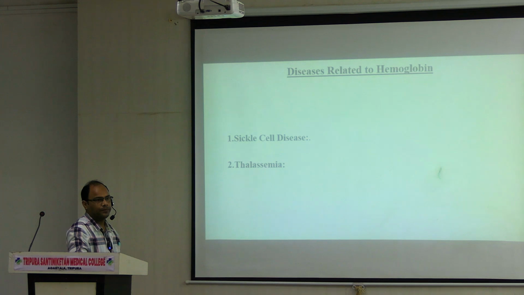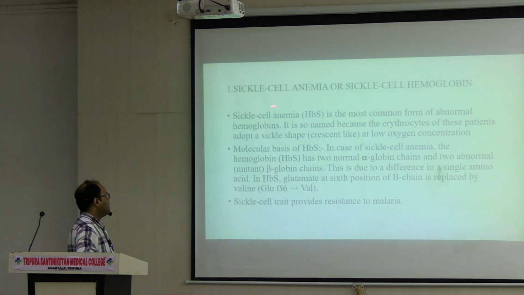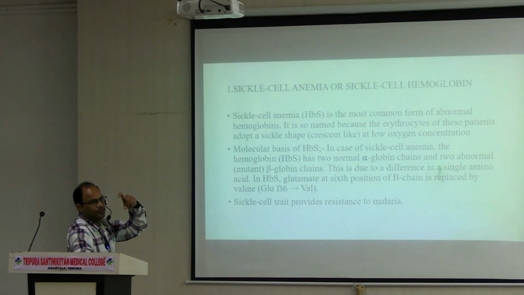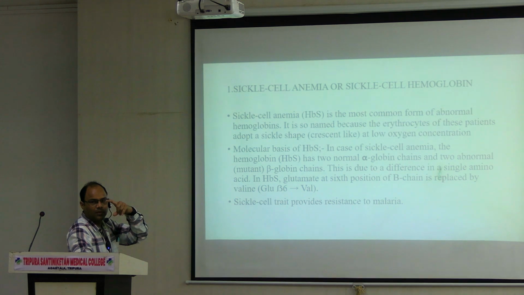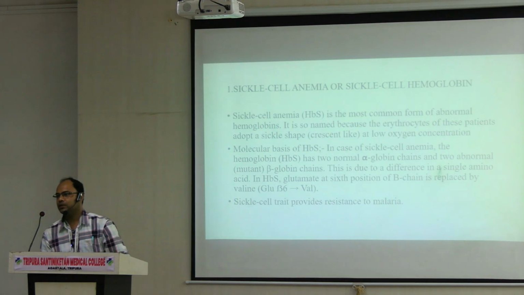Now some diseases of hemoglobin. The two most important are sickle cell disease and thalassemia. Let's discuss one by one in short. Sickle cell anemia, also called HbS, is the most common form of abnormal hemoglobin. It is so named because the erythrocytes of these patients adopt a sickle shape. What is sickle? It means crescent shape, half moon like shape. Okay?